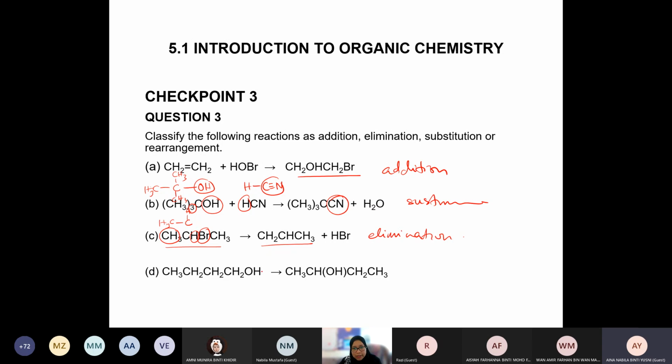Okay, and then next. Look for the OH. So initially it's at the end of the chain. Then suddenly it changes the place, okay, to carbon number 3. Initially it is attached to carbon number 1. Now it is attached to carbon number 3. So this is rearrangement. Okay, right.